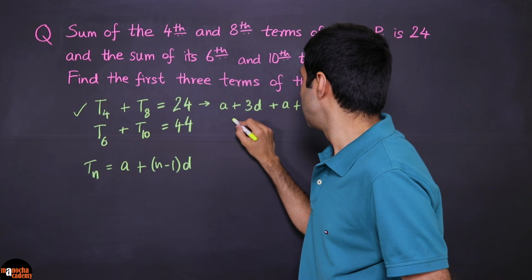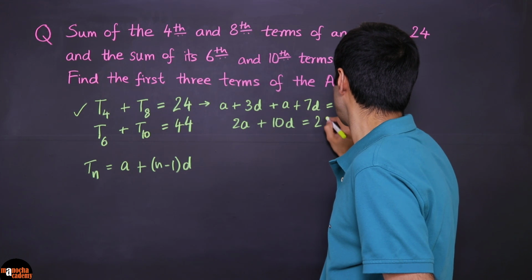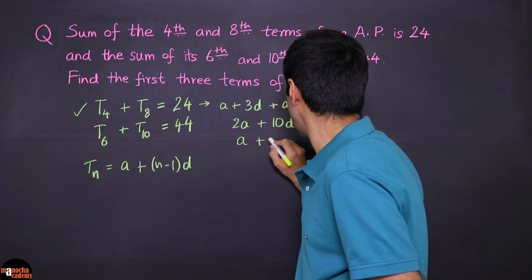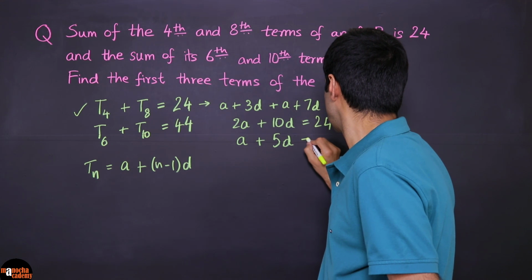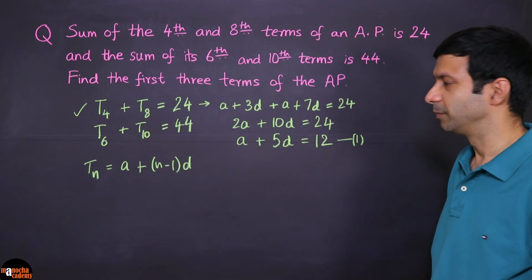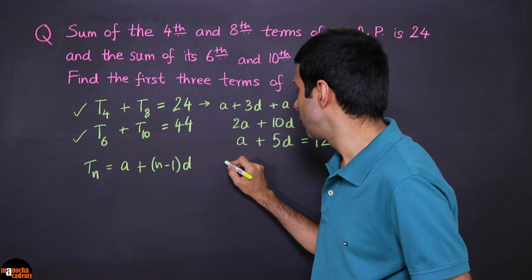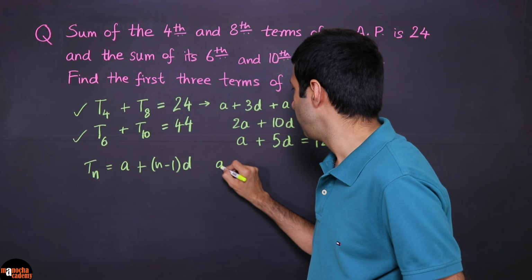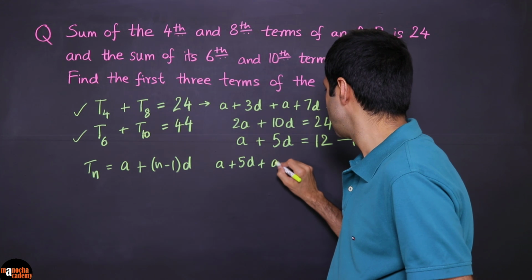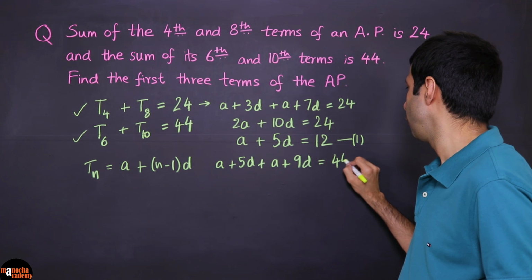And so if you simplify that, we get 2A plus 10D is 24. And further simplifying that, we get A plus 5D is equal to 12. Okay, so that's our first equation here. Now let's use the second condition and form the other equation. So it's going to be A plus 5D, right? That is T6, and T10 is going to be A plus 9D, right? And that's given to us as 44.